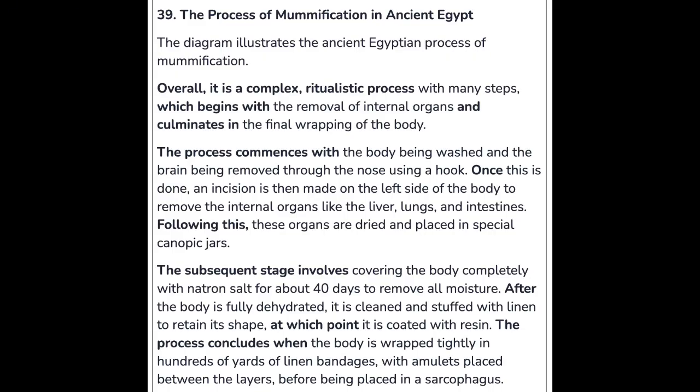Following this, these organs are dried and placed in special canopic jars. The subsequent stage involves covering the body completely with natron salt for about 40 days to remove all moisture. After the body is fully dehydrated, it is cleaned and stuffed with linen to retain its shape, at which point it is coated with resin.